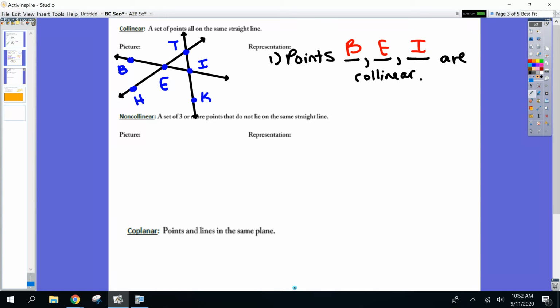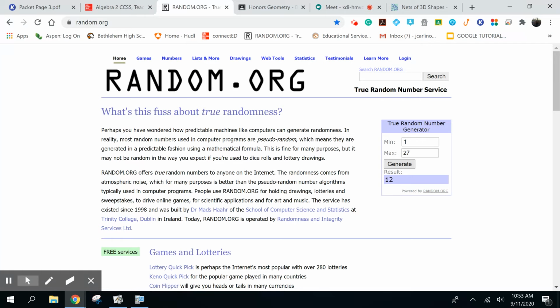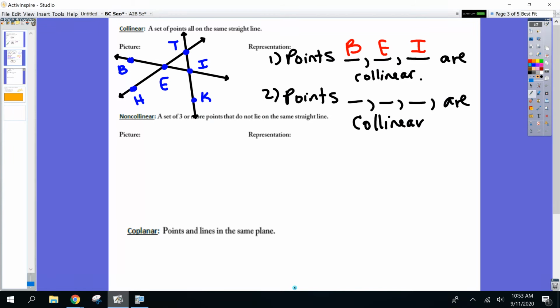We're in honors class, so let's go one more set of points. Okay, give me 3 more points that you think are collinear. Here we go, number 12, Lucas. T-I-K. Perfect, good job.